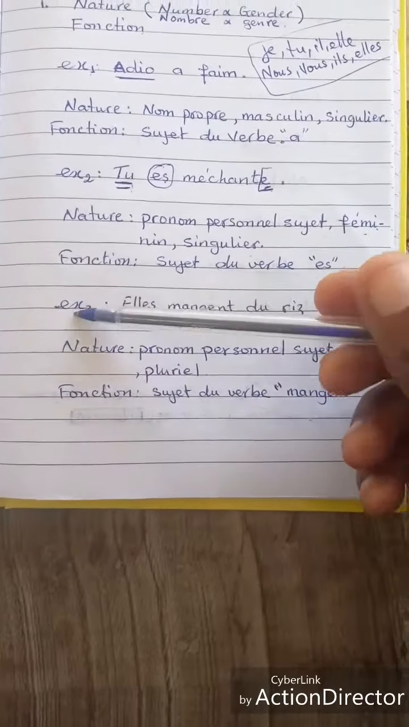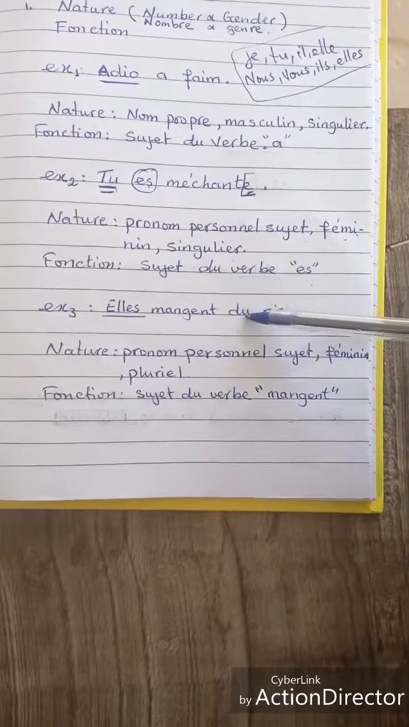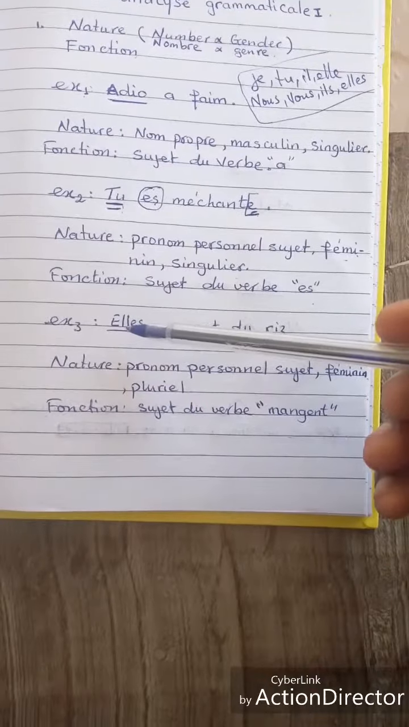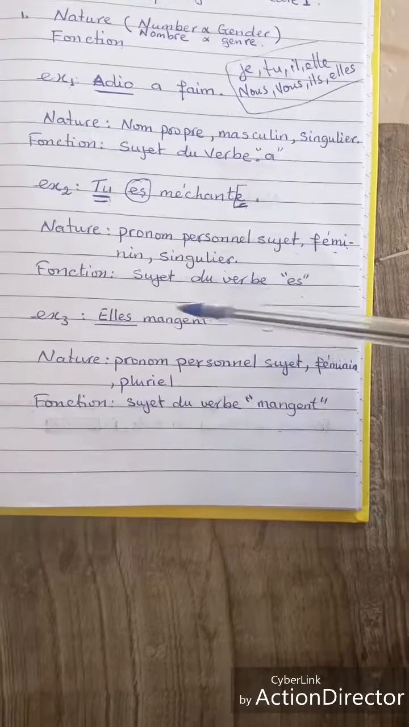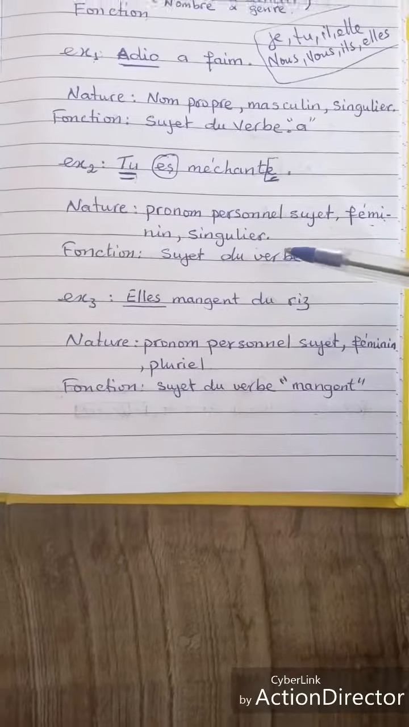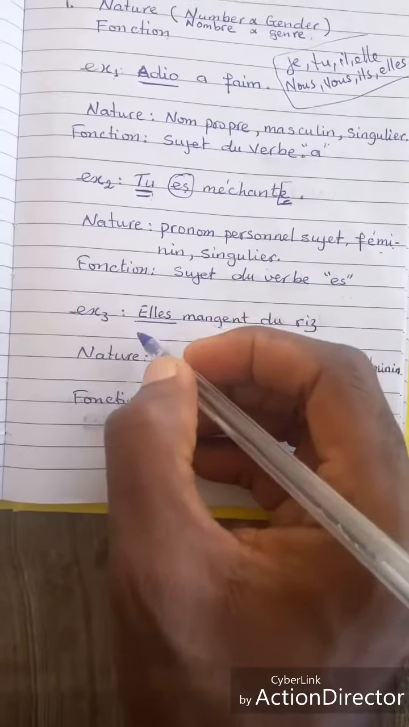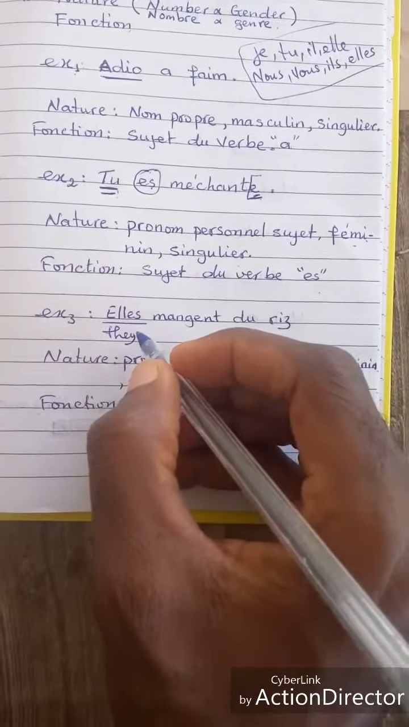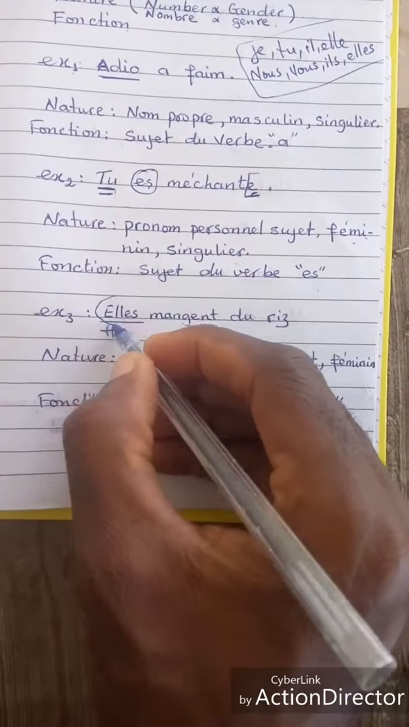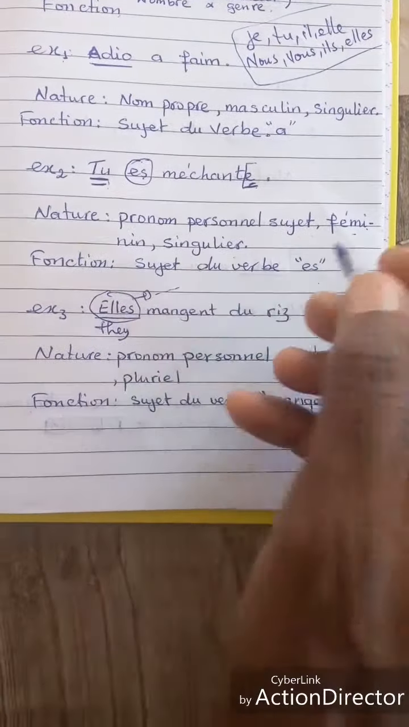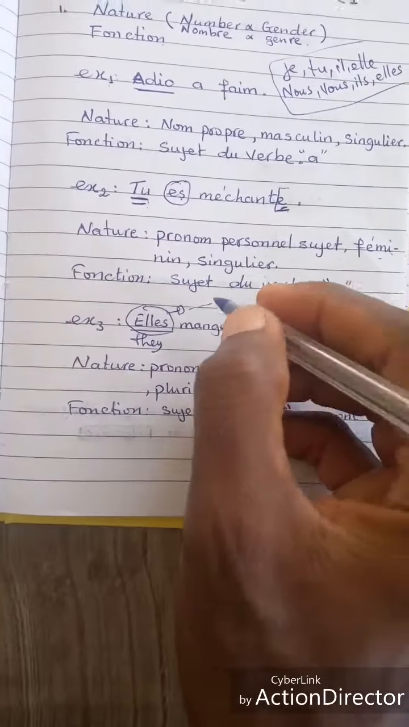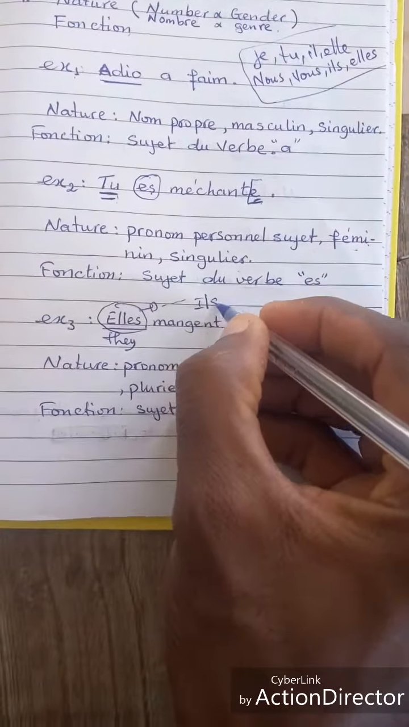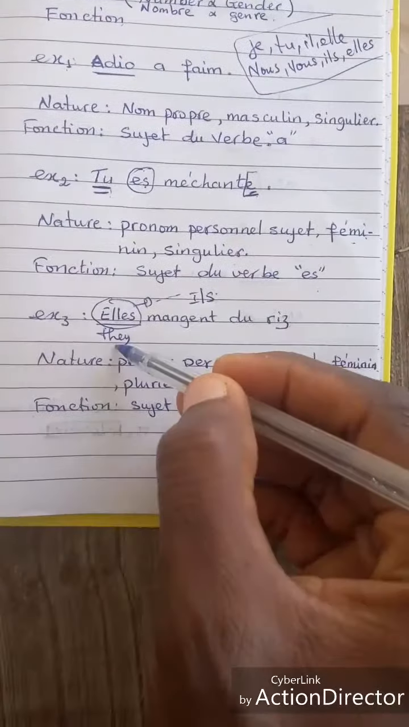Here the sentence is "elle mange du riz". She's eating rice. No, not she's, but they are eating rice. This "elles" in French, the equivalent in English is still "they", but in French we specify it. It's different from this. When we use elles, it means that we are talking about ladies. You understand? But when we are talking about men, we don't use this, but we use this "ils" in plural. But in English, it's still "they".